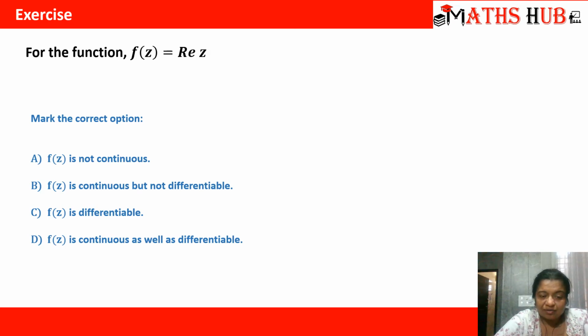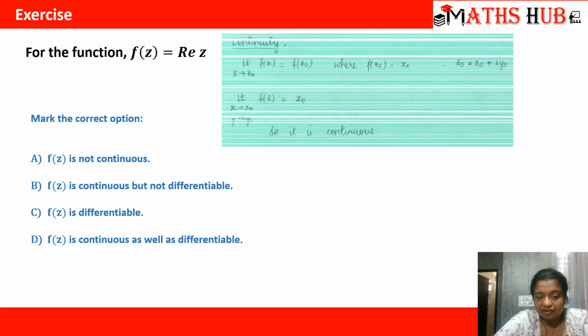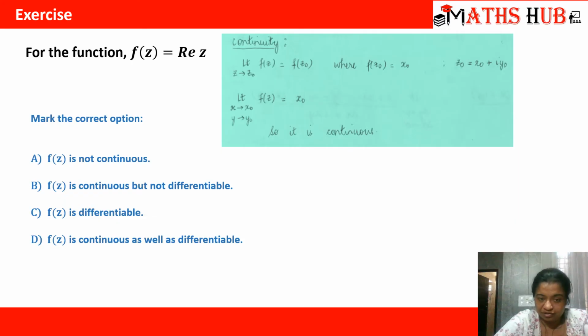So let us see what this function is. Let us check the definitions of continuity and then differentiability. For continuity, we have to see that limit of f of z as z approaches z naught should be equal to f of z naught, right? Now what is z naught? z naught is x naught plus iota y naught.